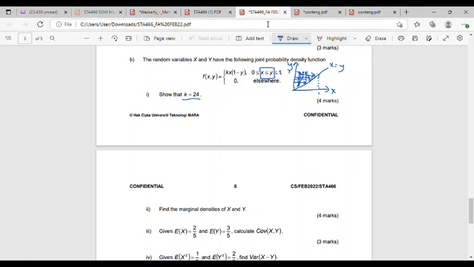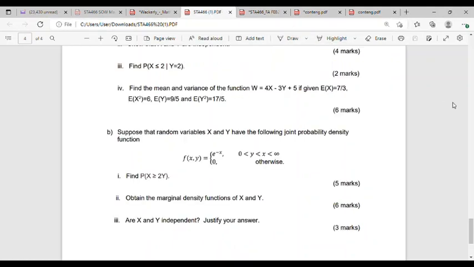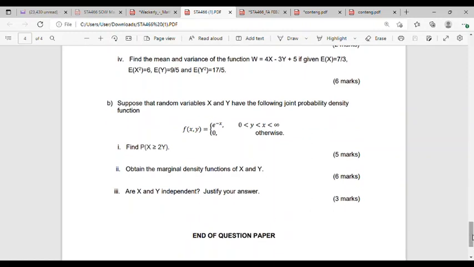So another one, I'll try to make it fast. This one, the function is a bit complicated. Just a little. a x y, right? e power of negative x, for the joint of x and y. The interval is for y more than 0, less than x, less than infinity.